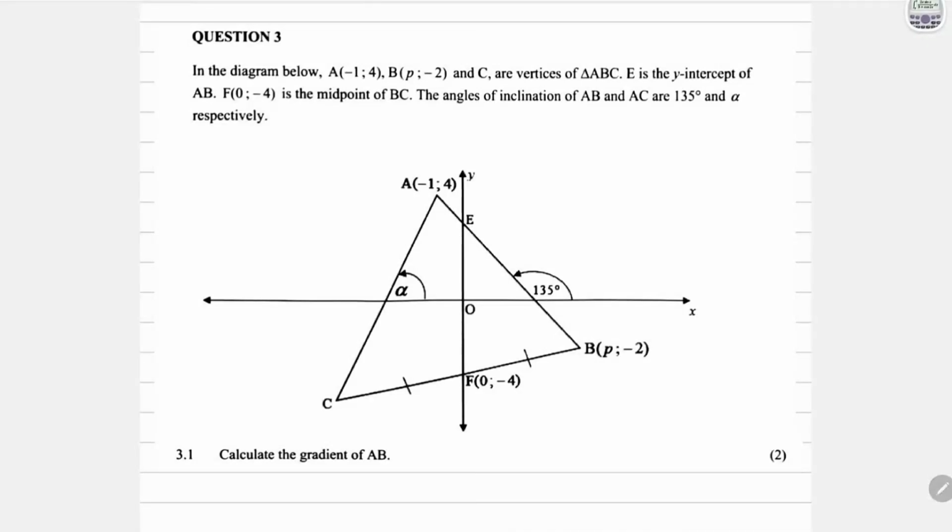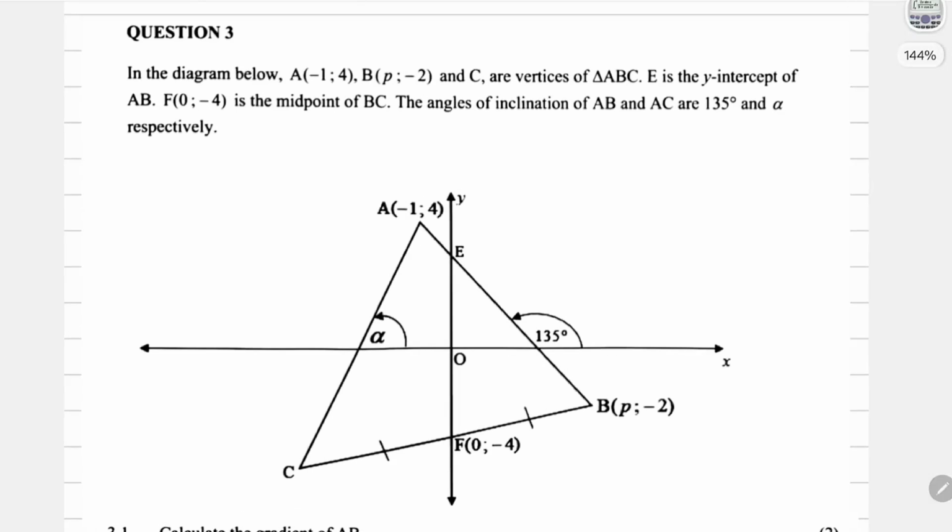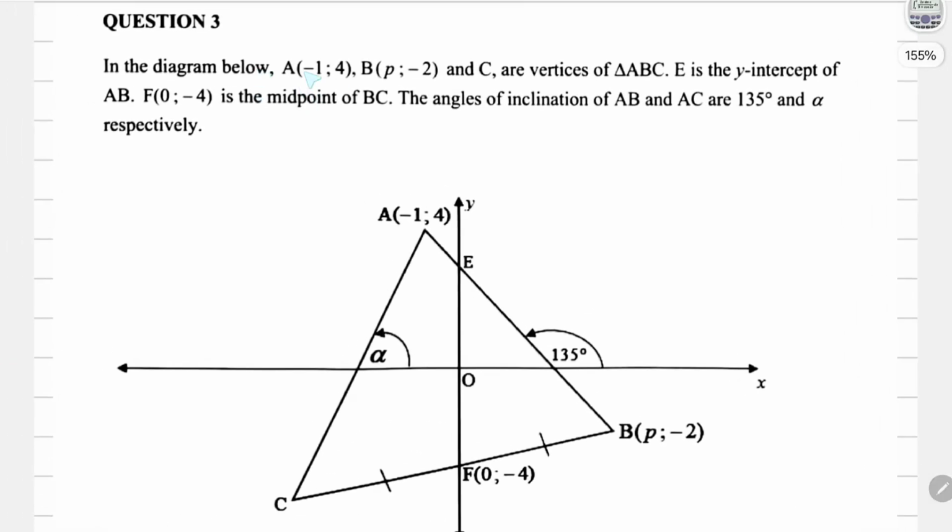We are on question 3, and question 3 says, in the diagram below, we have A, which is (-1, 4), and then we have B, which is (P, -2), and C are vertices of triangle ABC. And then they tell us that E is the y-intercept of this line AB. So if you have the equation of this line, you can find E.